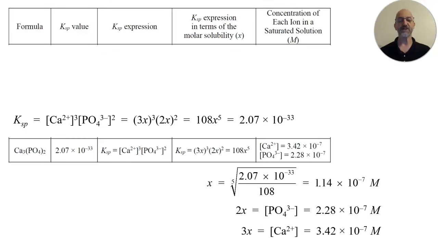So I just wanted to show you that if you're given the KSP, you could determine the concentration of each aqueous ion by doing the appropriate math. So now you can see several examples of different ionic compounds and different ratios and how to do that math.